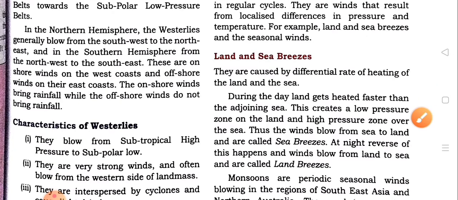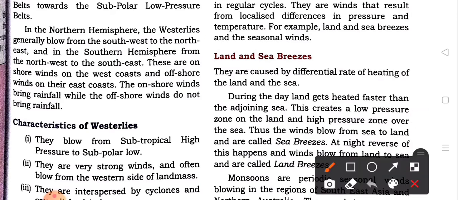First we have to discuss the land and sea breeze. They are caused by the differential rate of heating of the land and sea. So why do the land and sea breeze occur? As we previously know, the air is produced due to the difference of temperature and pressure, which is caused by the differential rate of heating of land and sea.